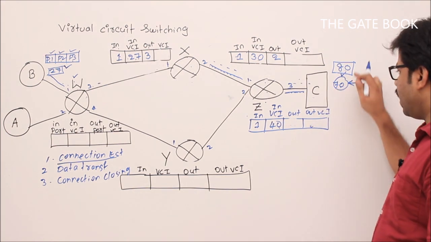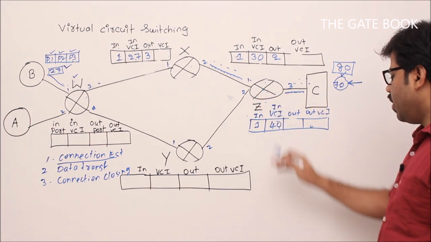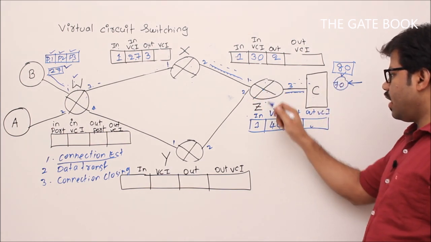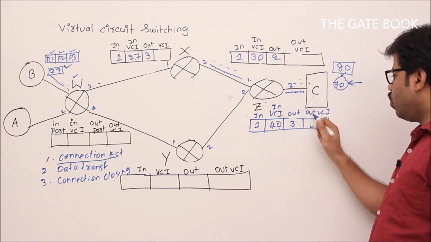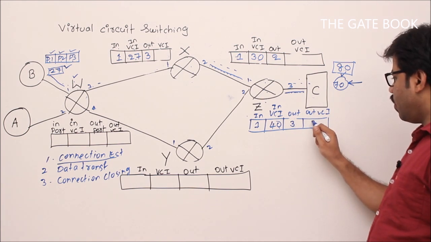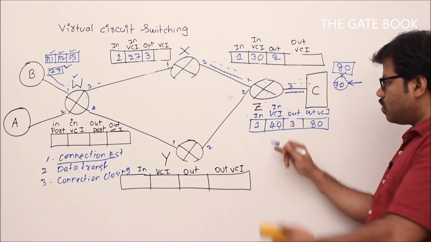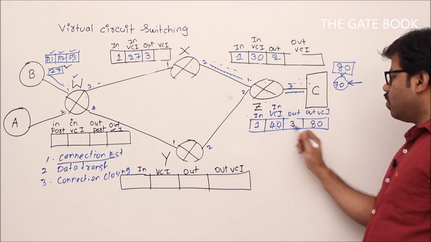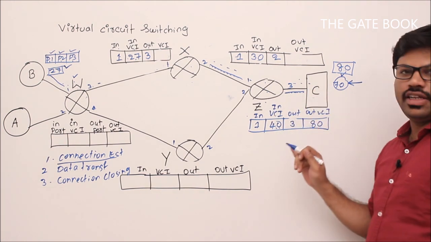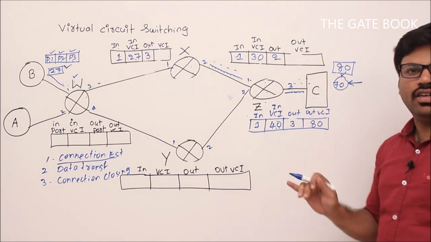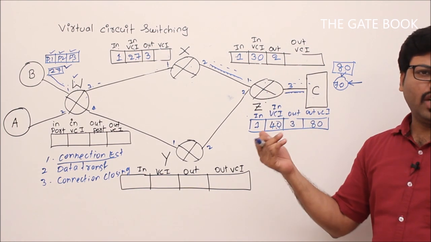Whenever C generates 80, that is going to be advertised to Z. I will tell you what Z does with that 80. What was the outgoing port? 3, right? Let me write here. So the outgoing VCI will be 80. From now onwards, whenever data comes from incoming VCI 40, it will be sent to outgoing line 3 with VCI 80, so that C can understand. At this moment you can't understand completely. Once the process is done, you can slowly understand.